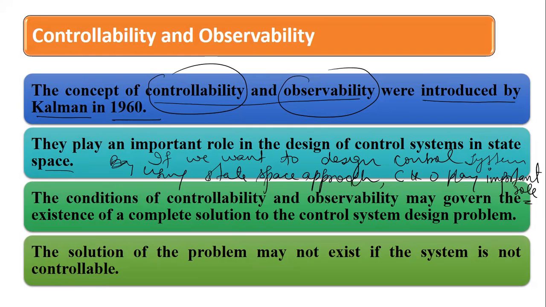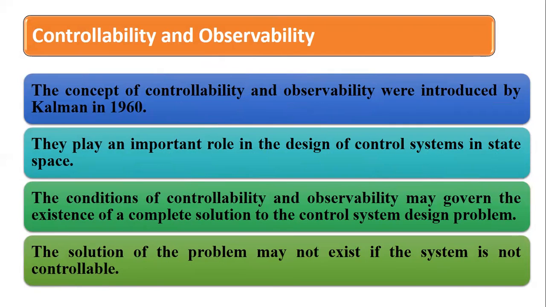That will be discussed. However, the controllability and observability of any system would help in determining the complete solution of the control system design problem. If the system we are dealing with is not controllable or not observable, then we are unable to find the solution of the problem. That is why controllability and observability are very important.